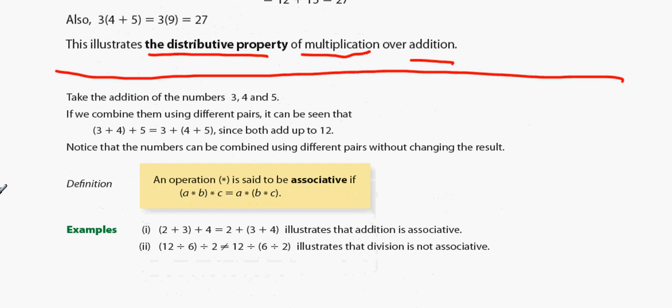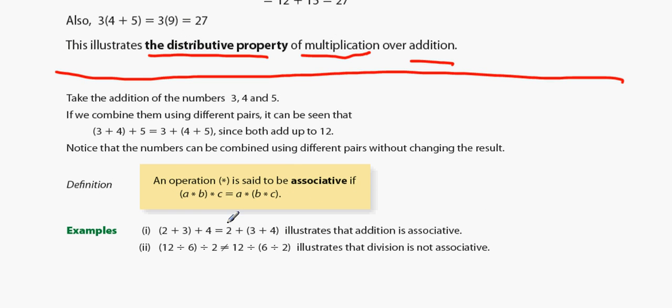An operation is said to be associative if A with that operation with B first, then the result with the operation of C is the same as B with the operation with C, the answer to that with the operation of A. So it doesn't matter which way you do it. An example would be adding 2 plus 3, then adding it to 4, or instead adding 3 plus 4 first, which is 7, then adding on 2. Both answers are going to get you 9. 5 plus 4 equals 9. Okay, so this is the example of the associative property.